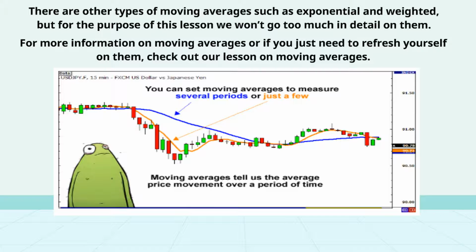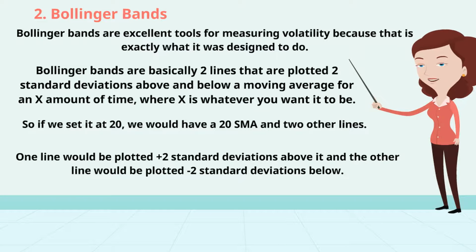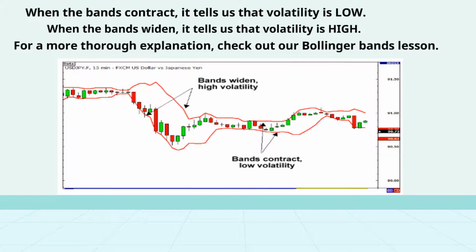Second is Bollinger Bands. Bollinger Bands are excellent tools for measuring volatility because that is exactly what they were designed to do. Bollinger Bands are basically two lines that are plotted 2 standard deviations above and below a moving average for an X amount of time, where X is whatever you want it to be. So if we set it at 20, we would have a 20 SMA and 2 other lines. One line would be plotted plus 2 standard deviations above it, and the other line would be plotted minus 2 standard deviations below. When the bands contract, it tells us that volatility is low. When the bands widen, it tells us that volatility is high. For a more thorough explanation, check out our Bollinger Bands lesson.